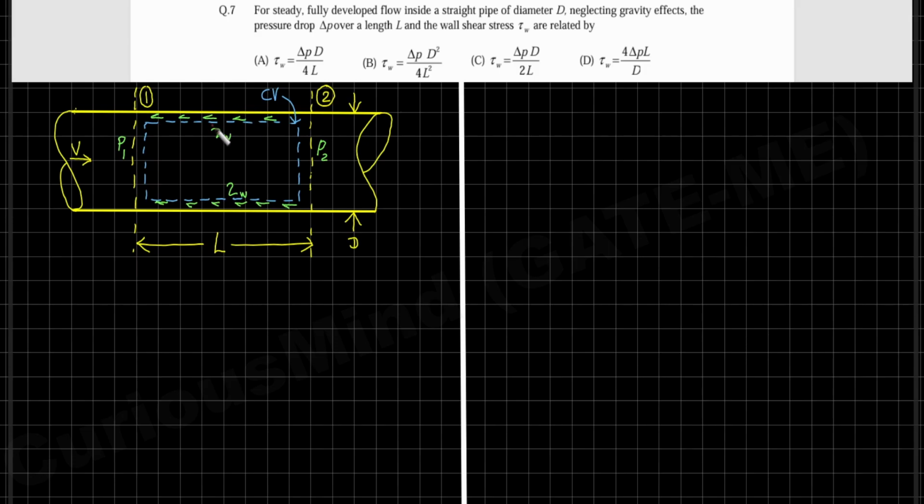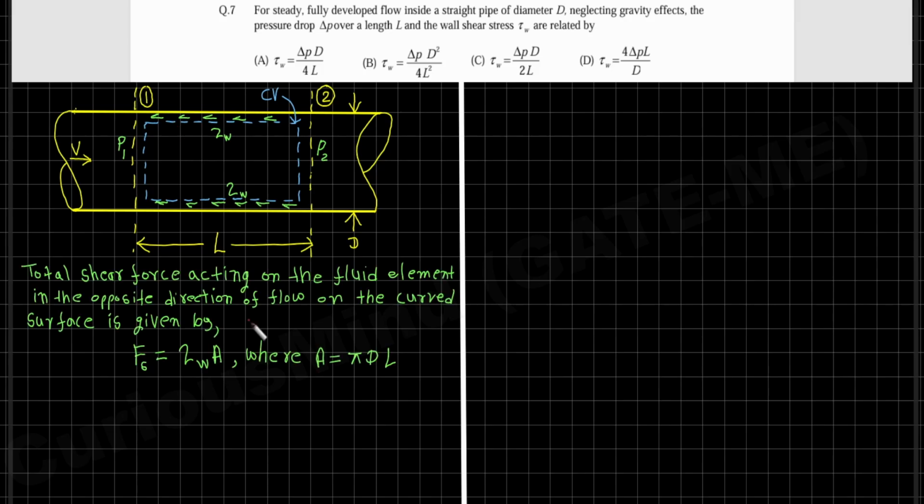All right, so the shear stress would act on this whole curved surface area, which is equal to pi d times L. So now we would write the expression of the total shear force that would act on this fluid element in the opposite direction of the flow velocity of this fluid element. So we have the expression of the total shear force acting on the fluid element in the opposite direction of the flow, on the curved surface.